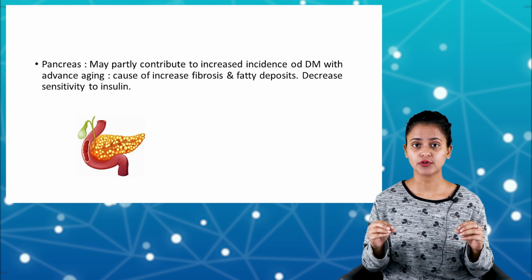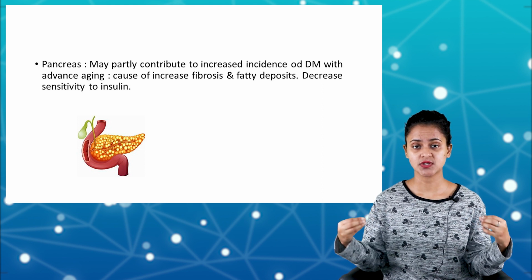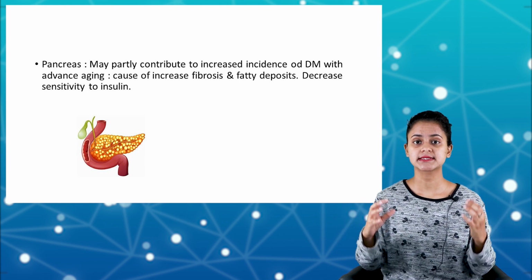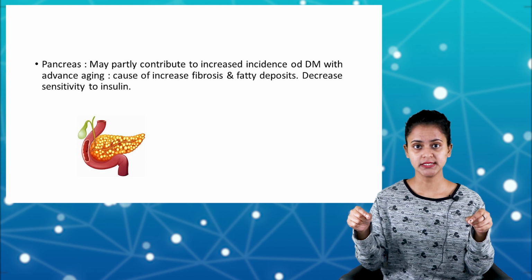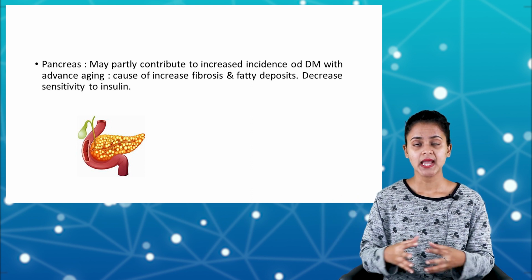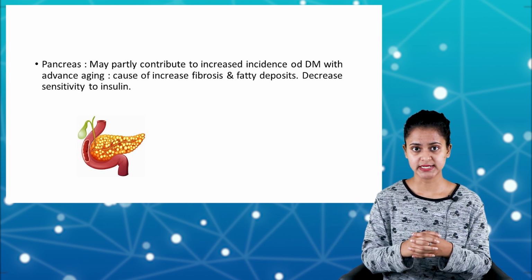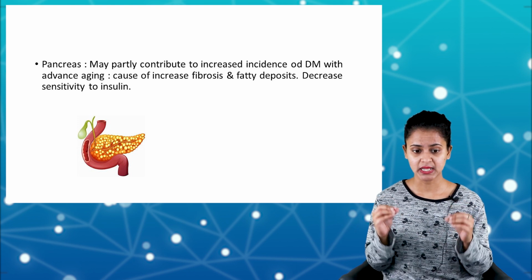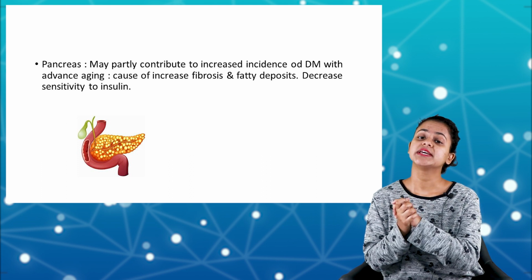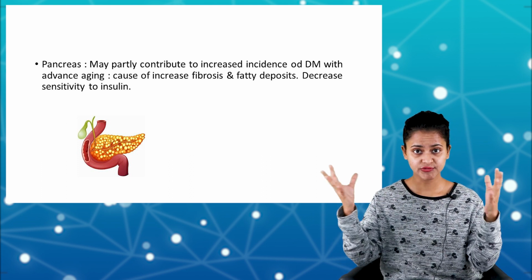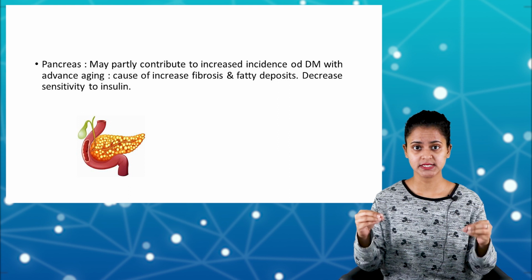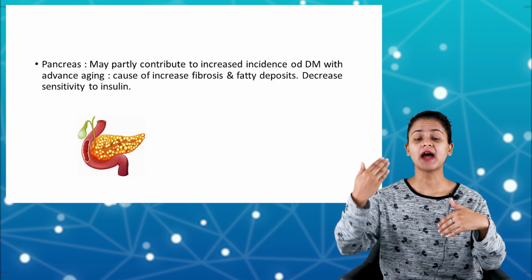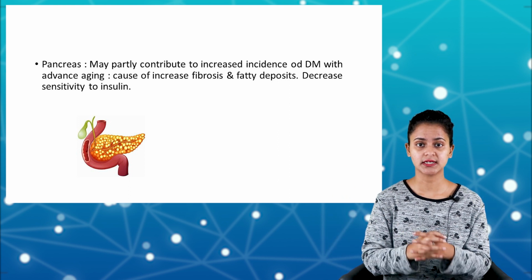Now, the pancreas also will be going through degeneration. That is the reason these changes in the pancreas may partly contribute to the increased incidence of diabetes mellitus with advanced aging. That is the reason most of the older adults will be complaining of or present with diabetes mellitus, which will increase the glucose level by decreasing the insulin sensitivity in the body. It is occurring because of the fibrosis process and the fatty deposition which is occurring in the liver cells.